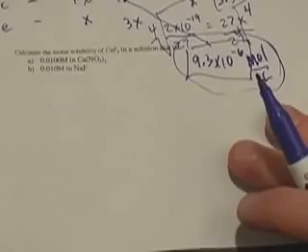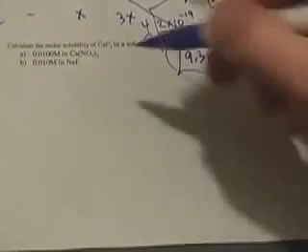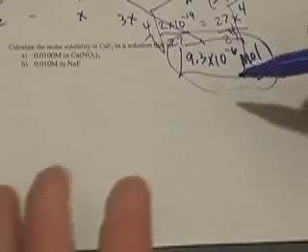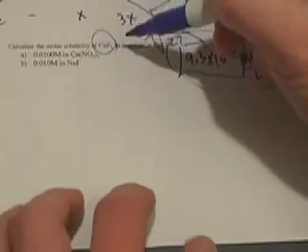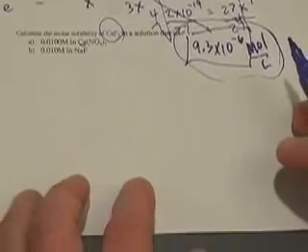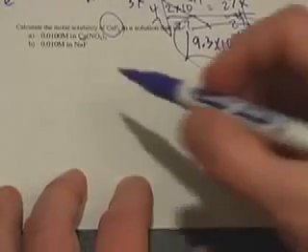Next question, calculate the molar solubility of CaF2 in a solution that is 0.01 molar in Ca(NO3)2. Oh, in this case now we're taking calcium fluoride and we're dissolving it in a solution that already has some calcium in it. In other words, it has an ion that's in common with the calcium fluoride. Another application of the common ion effect.